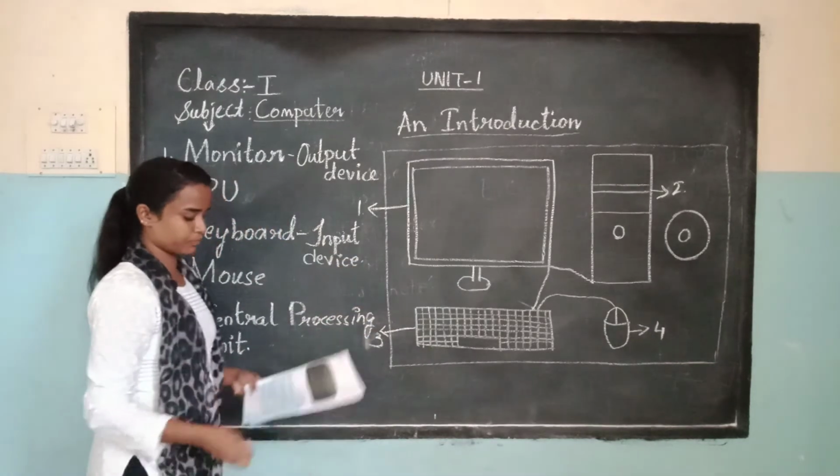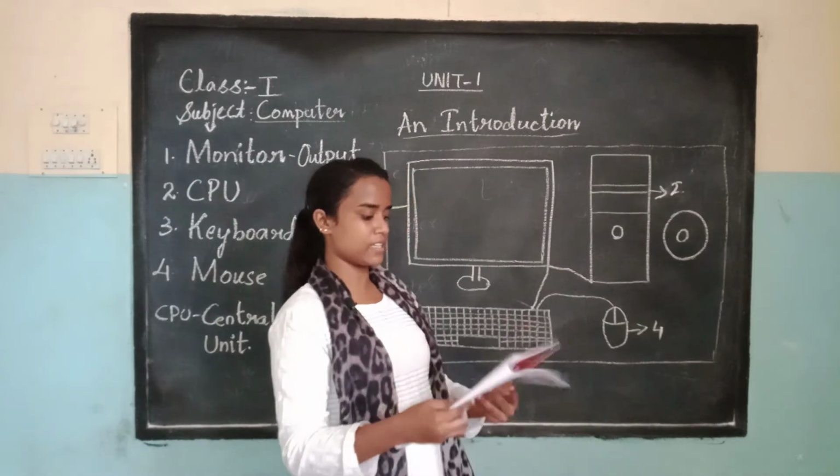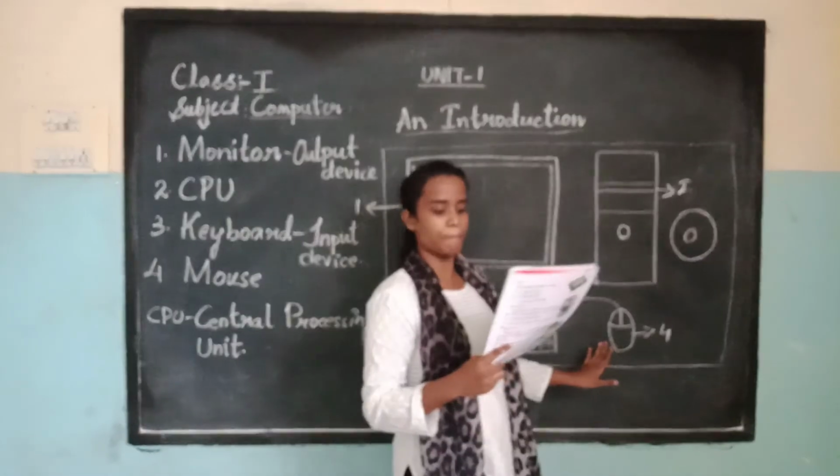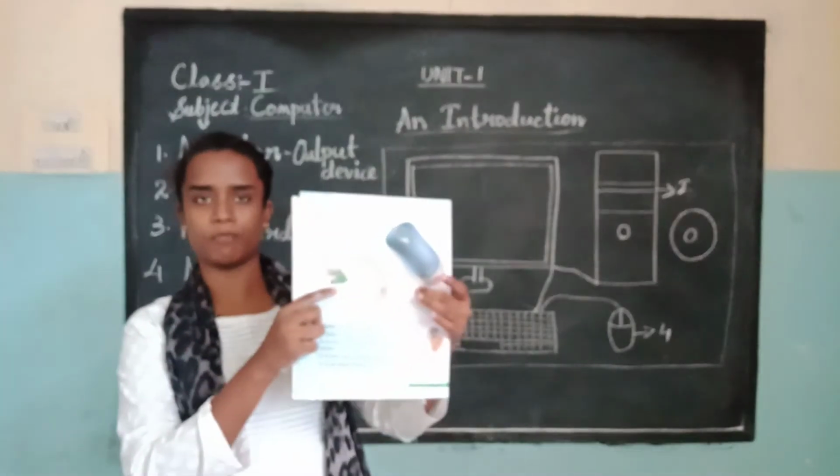Okay children. Now we are going to the fourth part. What is that? Fourth part is a mouse. So here they have two types of mouse.